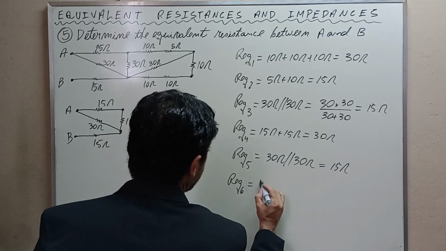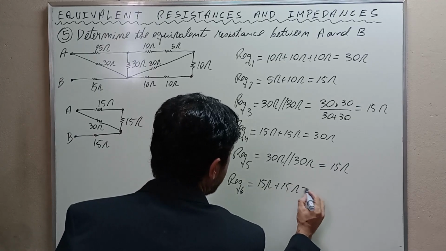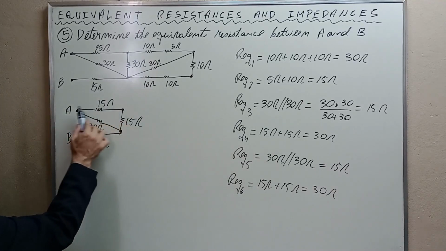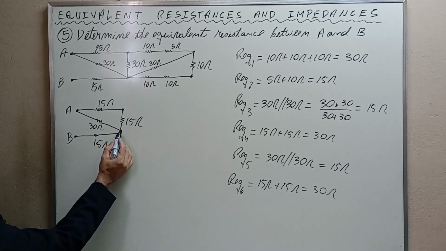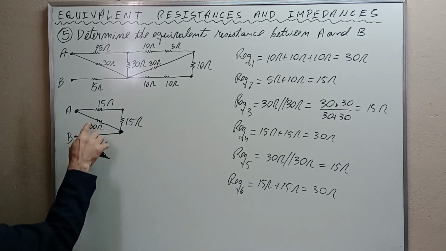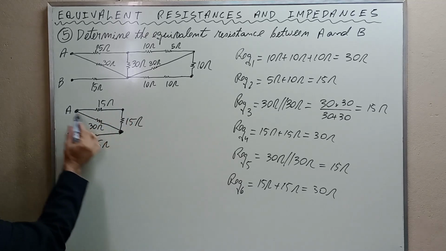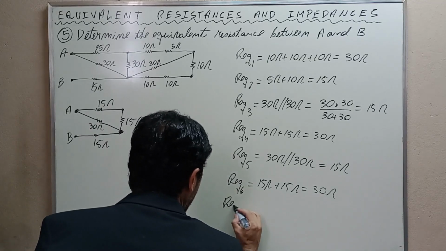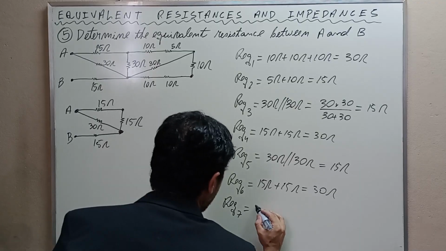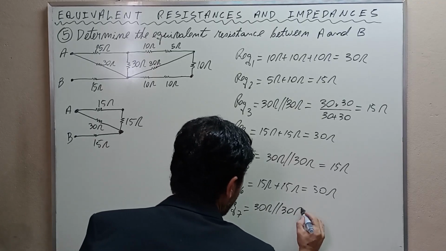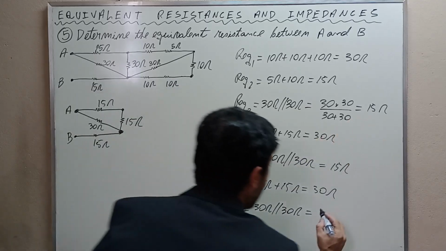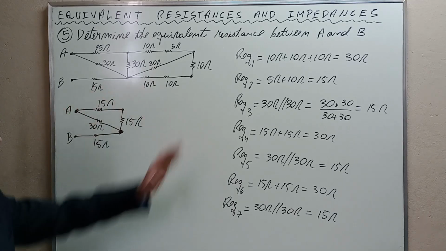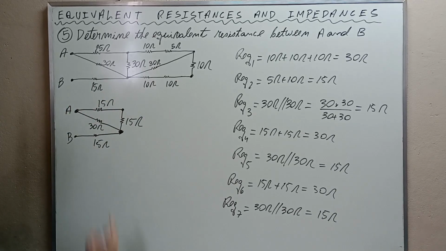Equivalent resistance number 6 is 15 plus 15, which is equal to 30. And this 30 replaces this, and observe that it will be in parallel with this 30 here. This 30 will be in parallel with this 30. They share two terminals. Equivalent resistance number 7 is 30 in parallel with 30, and this, as we saw here, is 15 ohms. And this 15 ohms will replace all this and will be in series with this.